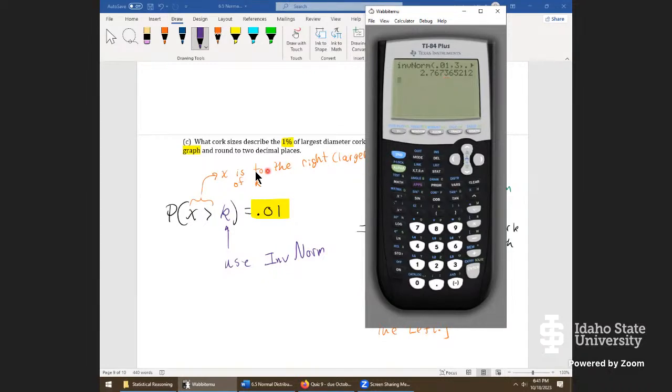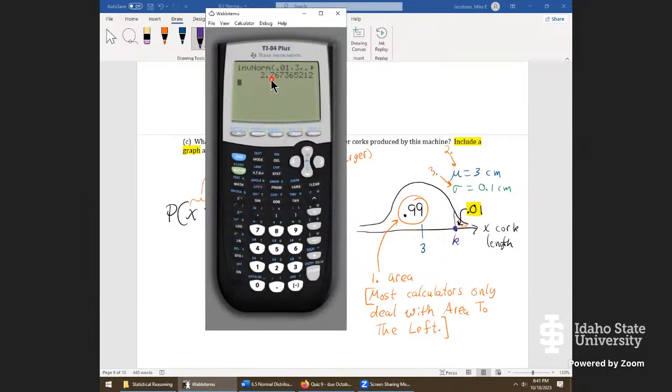And honestly, if this is all that's on my paper, I have no idea why it's not correct until I look at the graph. If K is 2.7, it can't be there. All the values to the right of 3 are larger than 3. So that tells me right away, oh, I made a silly mistake.